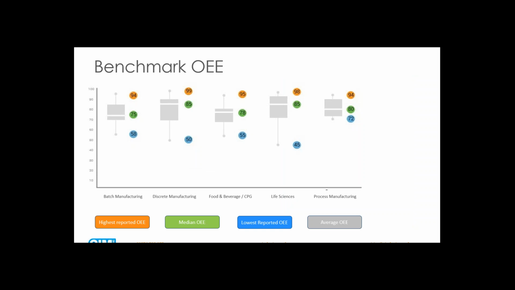In some research that was performed by the LNS group here, they've gone through a list of around 200 companies worldwide to try and benchmark OEE in their individual industries. So as you can see here, we're looking at batch manufacturing ranging from the lowest recorded of 58% to the highest recorded of 94%, life sciences 45 to 98%, process manufacturing 72 to 94%. What does that actually tell us?